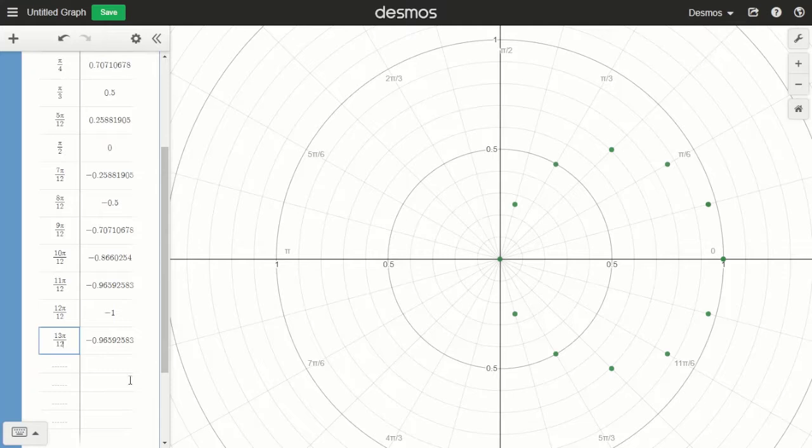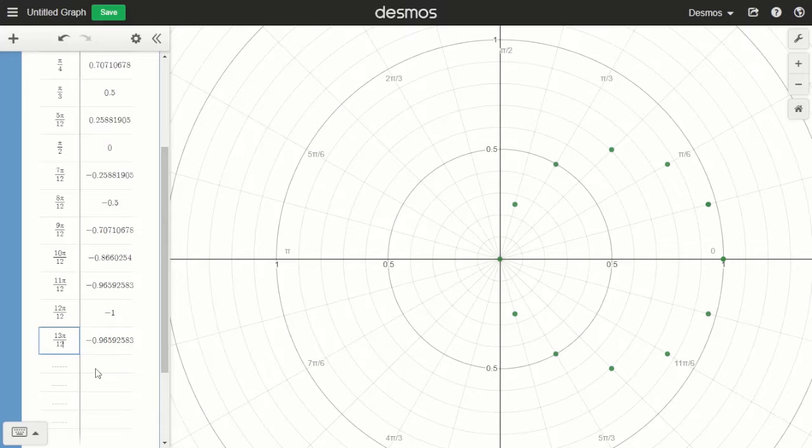Okay, and we don't see any change, but this is simply because, see now when we're at 13 pi over 12, which is down here, then our radius is negative, and so that's why we have this point. So it looks like we complete this circle here, and then we're starting to loop around with that circle.